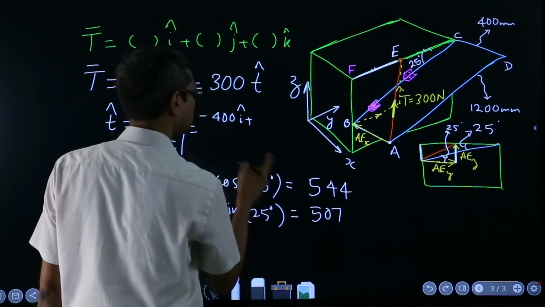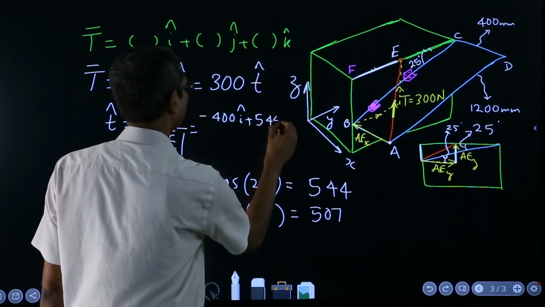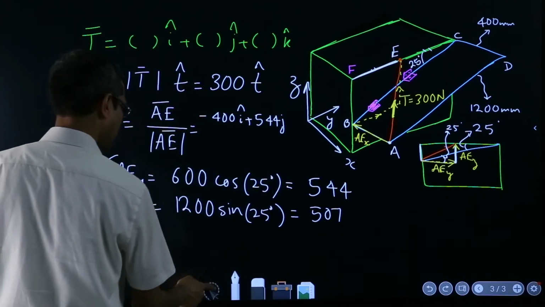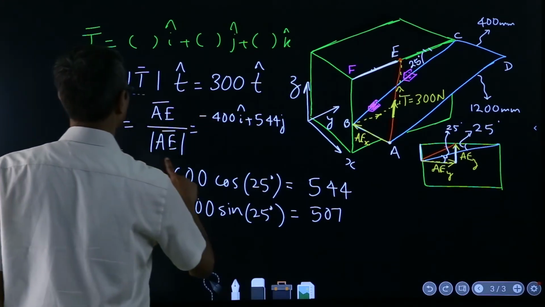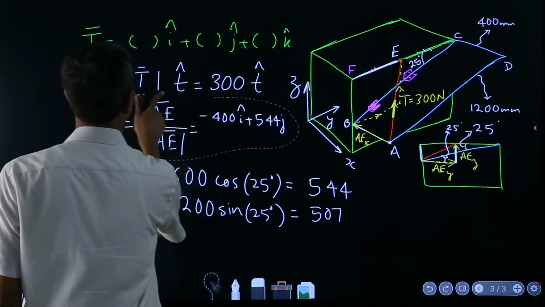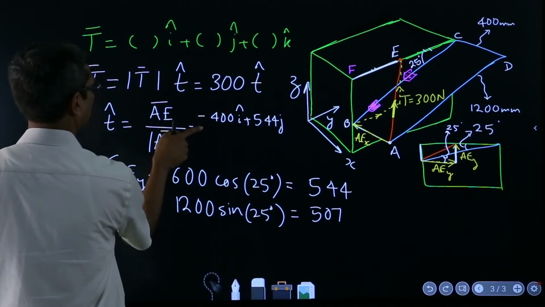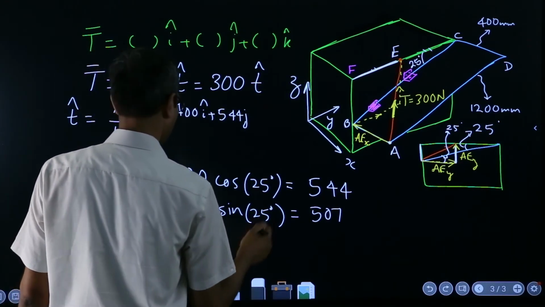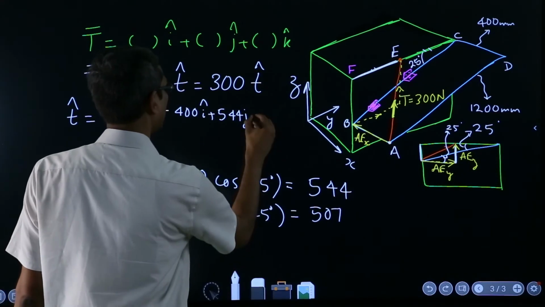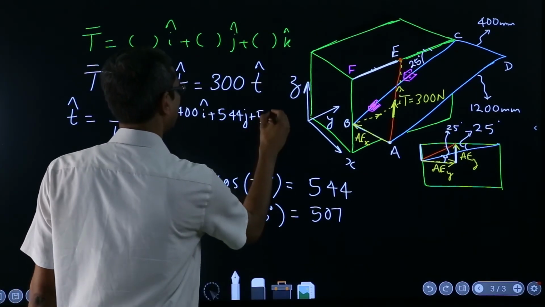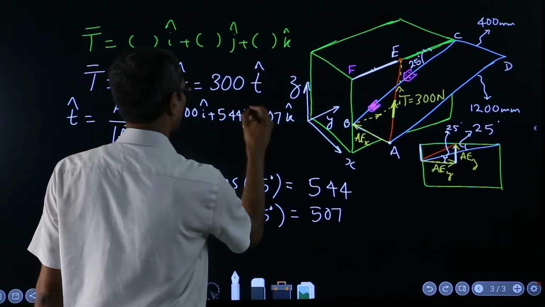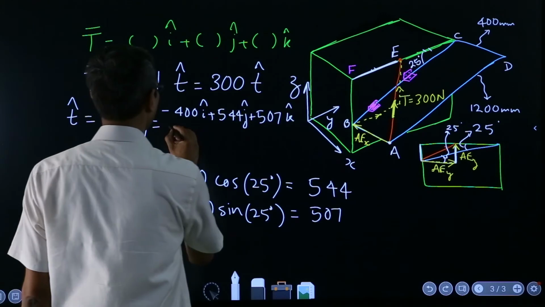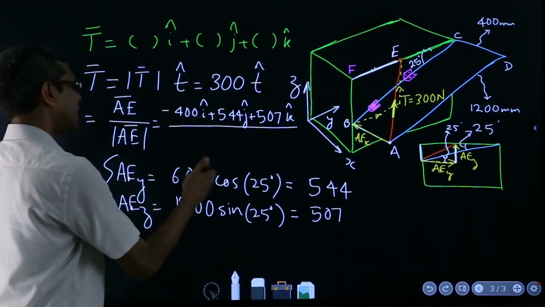Okay, so that means these two things I can put here. In the positive y direction, that means this, plus 544j, and plus, I'll shift it a bit so that I can get some space, yeah, plus 507k, right? So this is the vector AE, the arrow, that you have now represented, and divide by AE dotted with AE.